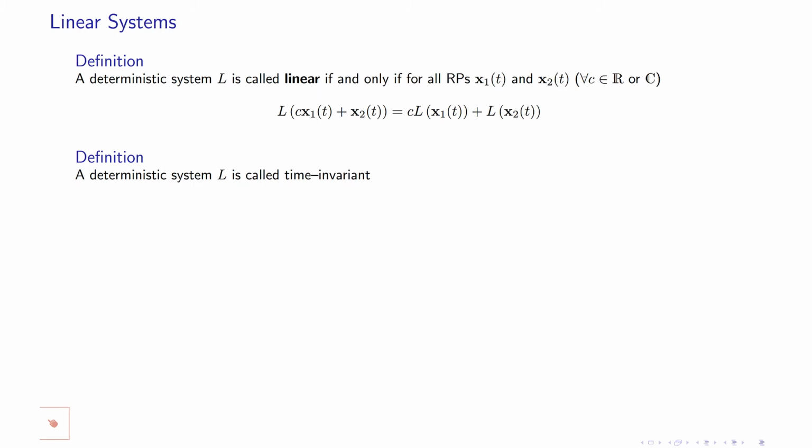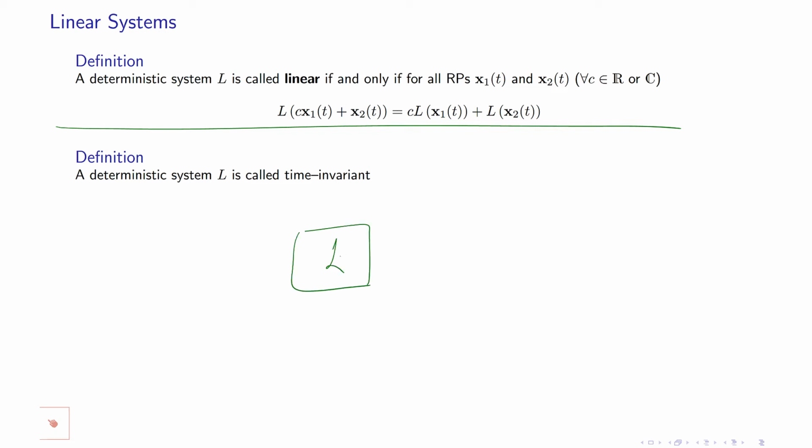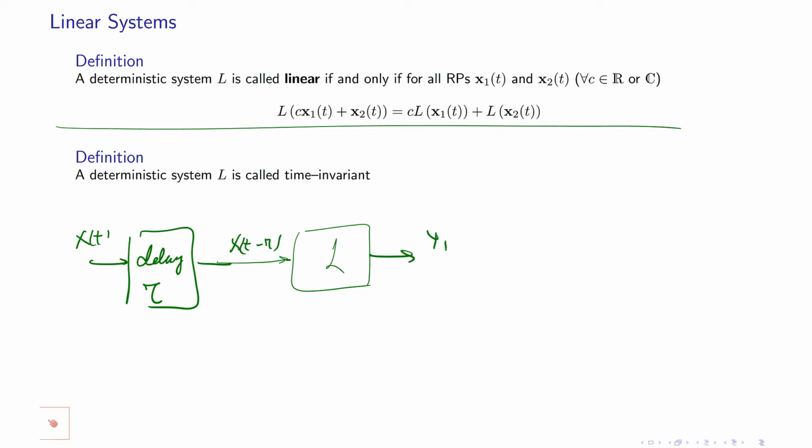Now, a deterministic system is called time invariant. This is one definition, and this is a totally different definition. I call a system time invariant if I have this system L, and I put a delay at the input, let's say a delay of 2. If I put any arbitrary input x of t, and I put a delay here, I get x of t minus 2, and then I get, let's say, y1 of t.